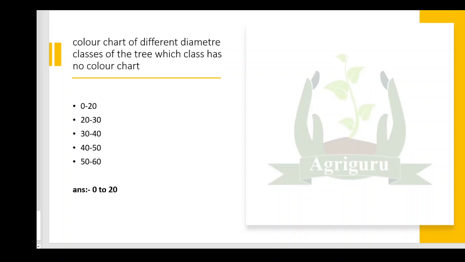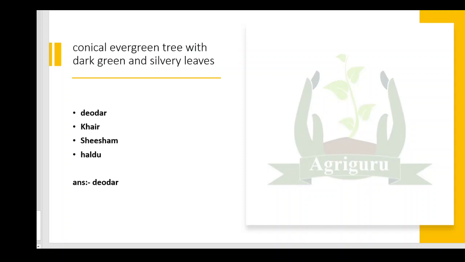Next, color chart of different diameter classes of the tree, which class has no color chart, it is 0 to 20. Next question, conical evergreen tree with dark green and silvery leaves. It is some question related to the tree of heaven. It is Deodar or Cedar tree, the tree of heaven, which is a conical evergreen tree, dark green and silvery leaves.